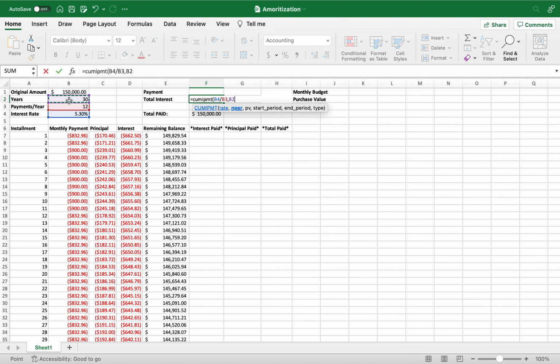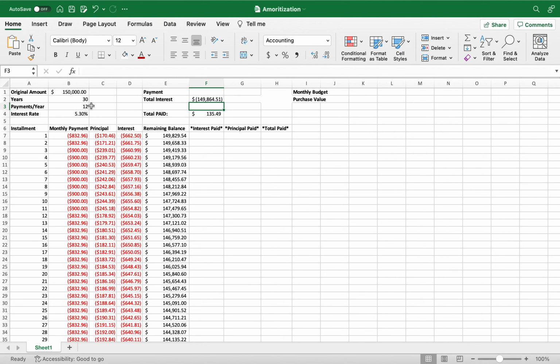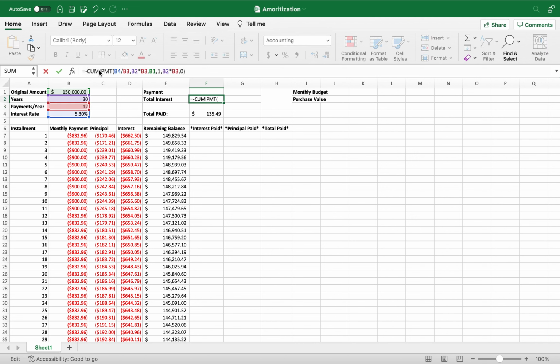Number of payments will be 360 total. All right, present value. Now it's asking for our start period. Our start period is going to be 1. Our end period is going to be, again, our years times payments a year, 360 payments. And the type, it's going to be end of period. And then we probably want to put a little negative on here, so there we go, it's a little easier to read.